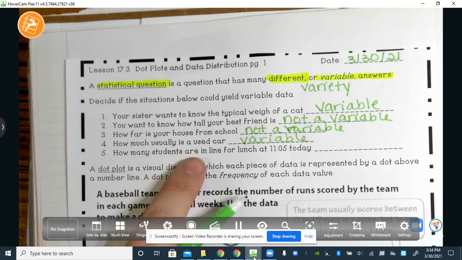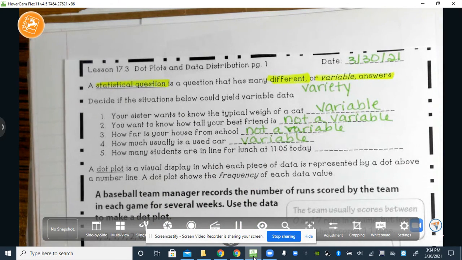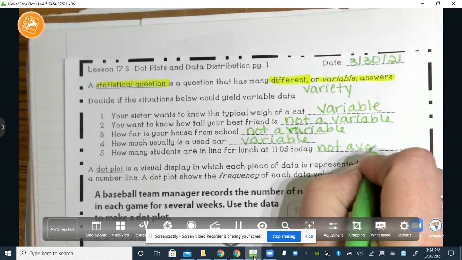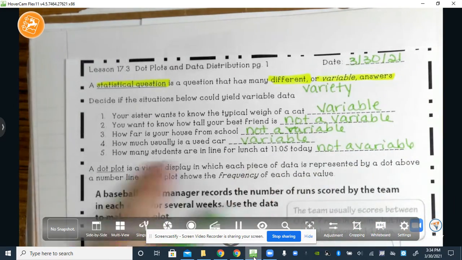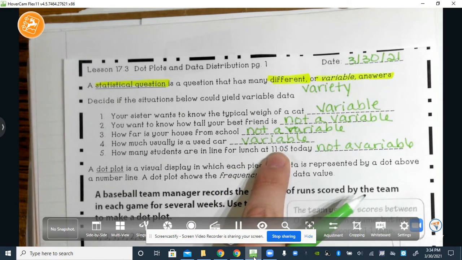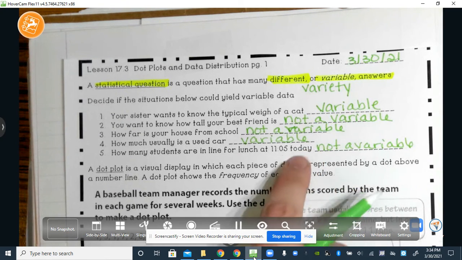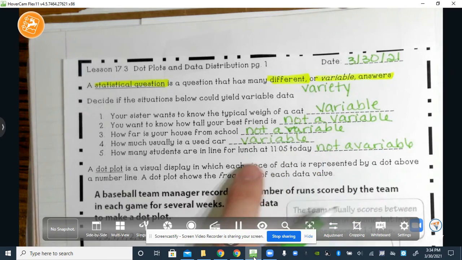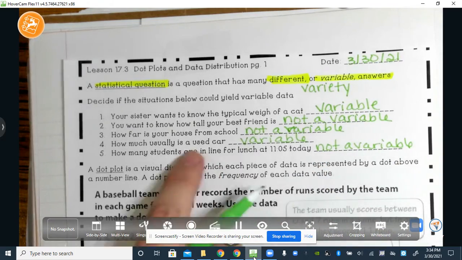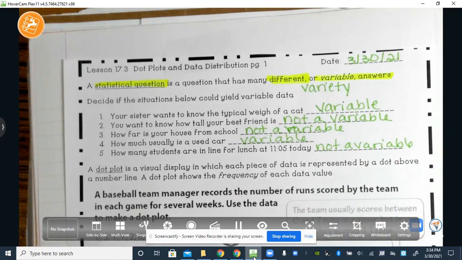And finally, how many students are in line at lunch at 11:05? If at 11:05 we stopped and counted how many people were in the lunch line, we would get one answer. So this is not a variable. Now it could be a variable if we reworked it: how many students are in line for lunch today? I would say, well, at one time during 6th grade lunch, it's this many kids. At 5th grade, it's this many kids. So this could be a variable. You could change it by changing the words, but we're not changing the words, so it's not a variable.